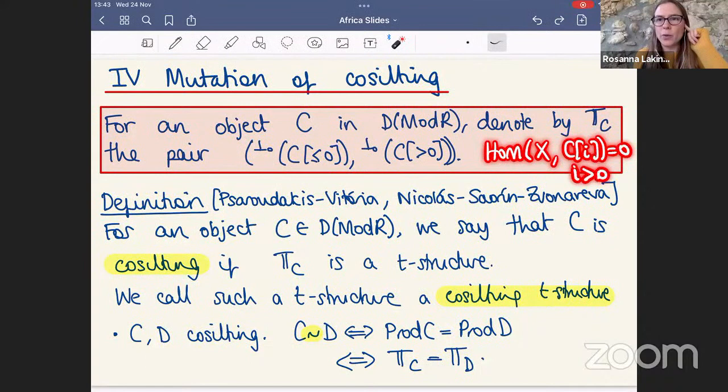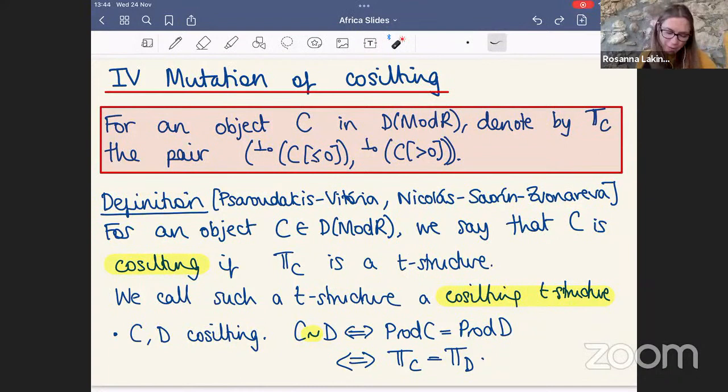And then we can employ a definition given independently by Saorín, Vitória and Nicolás, Saorín and Zvonareva. They say an object in the derived category is called co-silting if this pair is a t-structure. And in this case, we call this t-structure a co-silting t-structure. And we want to consider these co-silting objects C and D up to a notion of equivalence, where we say C is equivalent to D if and only if their t-structures coincide. And this is equivalent to saying that the objects that arise as summands of products of C are the same as the objects that arise as summands of products of D.